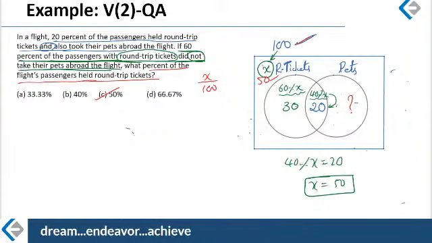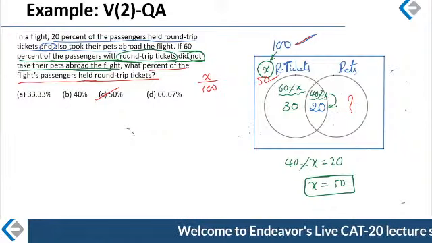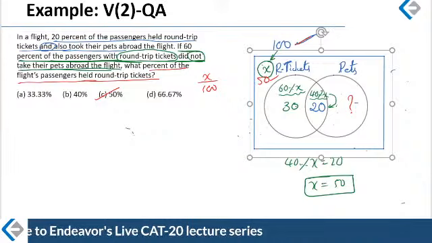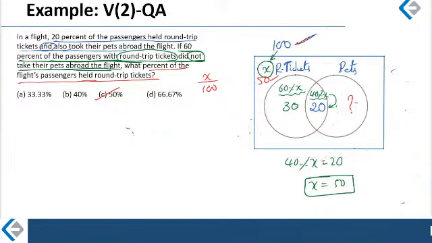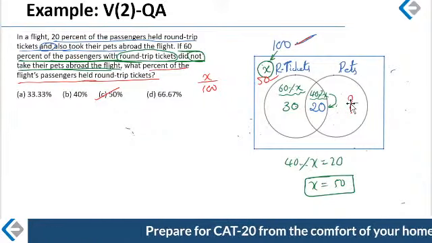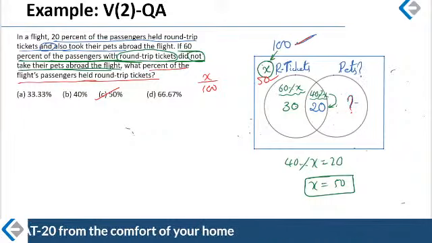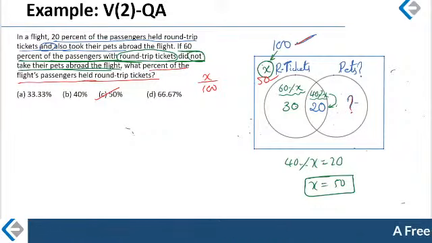Let's go further. Now we can't find that, because here you'll be having no round trip and no pet. There will be some passengers with no round trip tickets and also no pets. Therefore, if I ask what is the percentage of the people who have only pets, that cannot be answered. Partial information is given and a partial question has been asked.